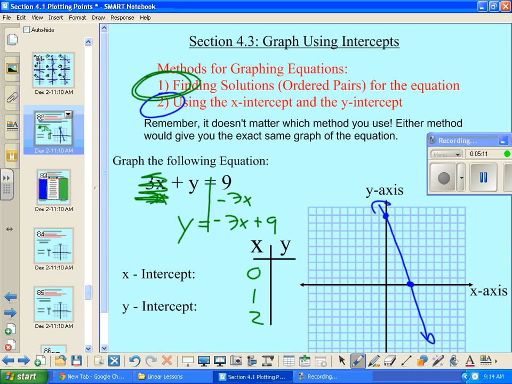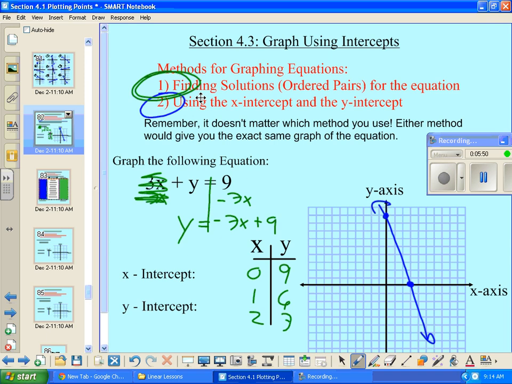If I put in 0, negative 3 times 0 gives me 0, plus 9 gives me 9. I'm showing that work because I should show what is happening here. When I put in 0, negative 3 times 0 essentially cancels that part out, and plus 9 gives me 9. When I put in 1, negative 3 times 1 gives me negative 3, plus 9 gives me 6. And when I put in 2, negative 3 times 2 gives me negative 6, plus 9 gives me 3. So there are my 3 ordered pairs using method number 1.